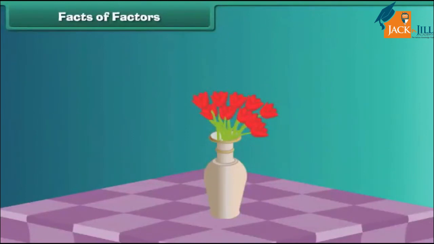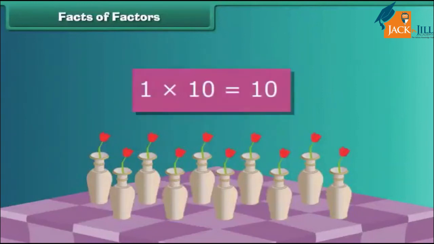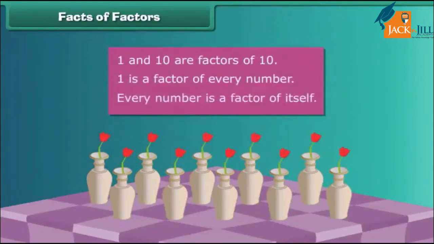We can express this arrangement as 10 multiplied by 1 is equal to 10. Prerna's mother tries out a different arrangement. She places the roses one each in 10 vases. We can express this arrangement as 1 multiplied by 10 is equal to 10. 1 and 10 are factors of 10. 1 is a factor of every number. Every number is a factor of itself.